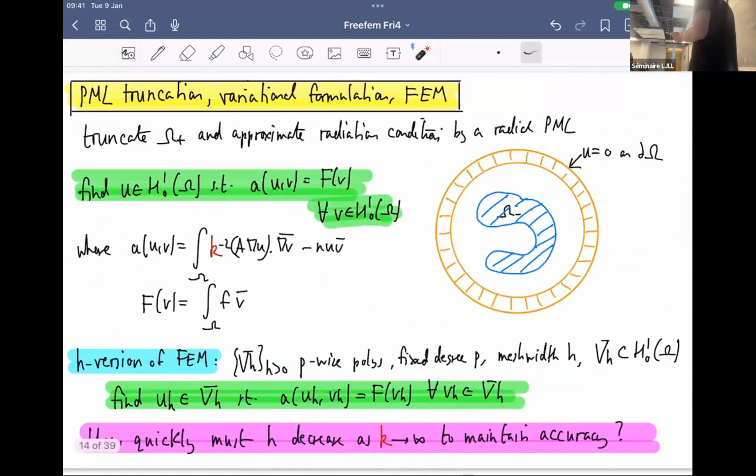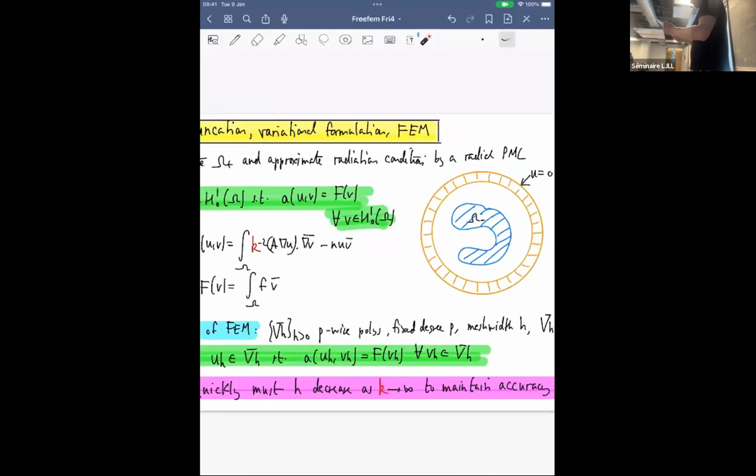Now, we want to solve this problem with the finite element method. And the first issue you need to address is that the domain, this exterior domain omega plus, is unbounded. So we need to somehow truncate this. This is a classic problem in applied maths.